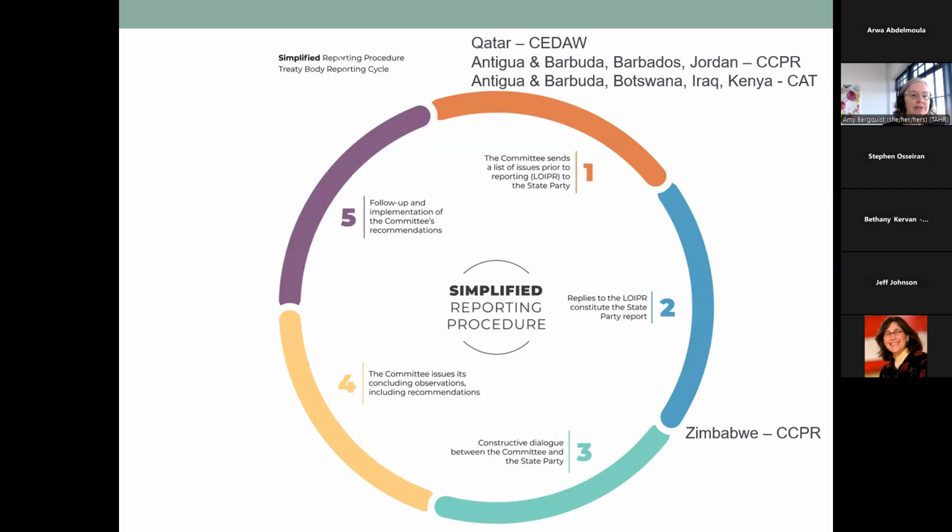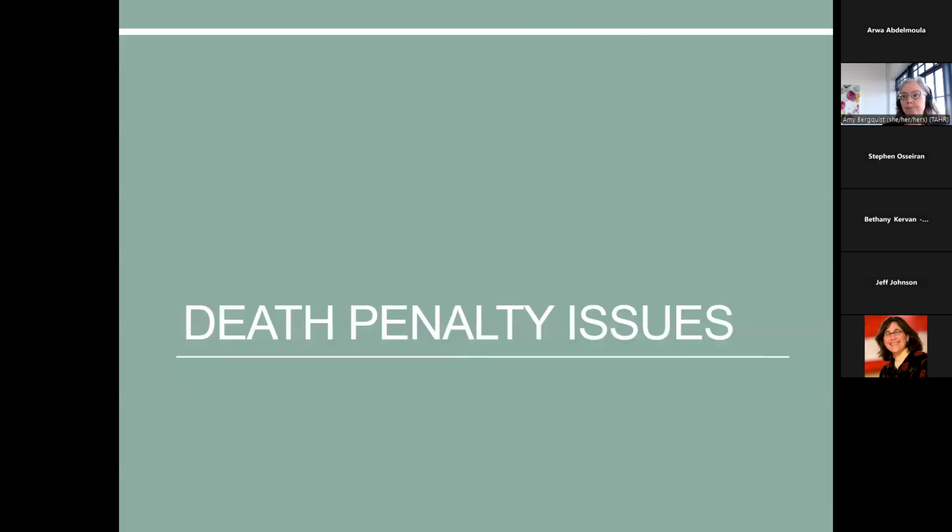And after the government gives its written replies to the list of issues prior to reporting, then again, there's that constructive dialogue in Geneva. So for the Zimbabwe team, we already have the list of issues prior to reporting from the committee, and we have the government's replies. And now we're jumping in saying, hey, during that constructive dialogue, here's some relevant information for you experts to have at your fingertips. And here's some recommendations we'd like to see you making in those concluding observations. The rest of the cycle is the same as the standard reporting procedure.